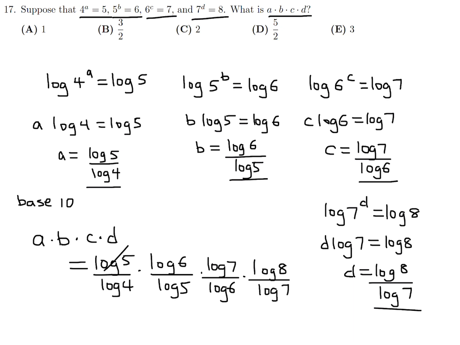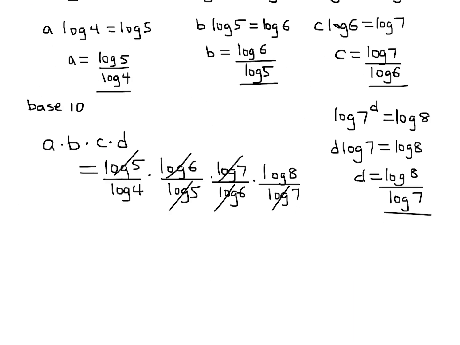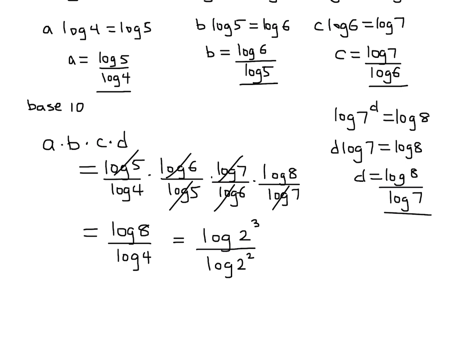Well, you'll notice that things cancel. Those log 5s cancel, log 6s cancel, log 7s cancel, and the only thing you're left with at the end is the log of 8 over the log of 4. Now the log of 8 is basically 2 to the power of 3. Log of 4 is 2 to the power of 2.